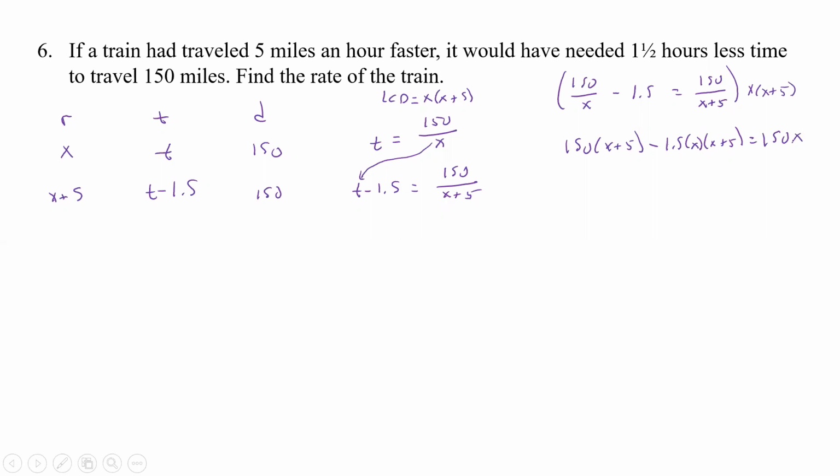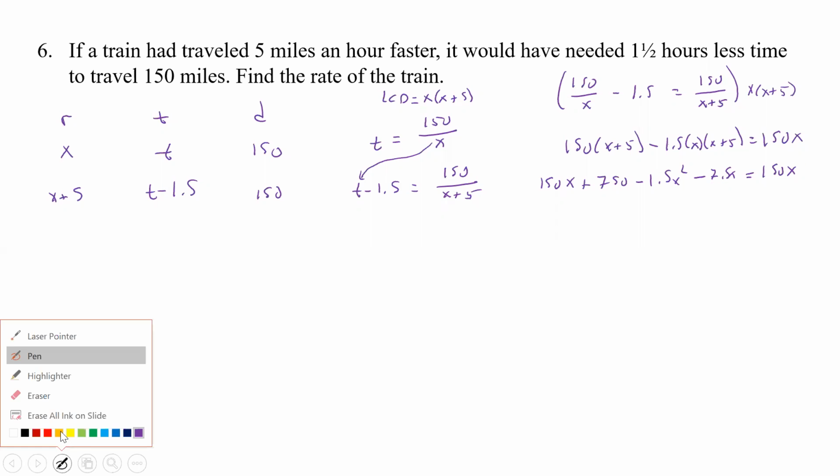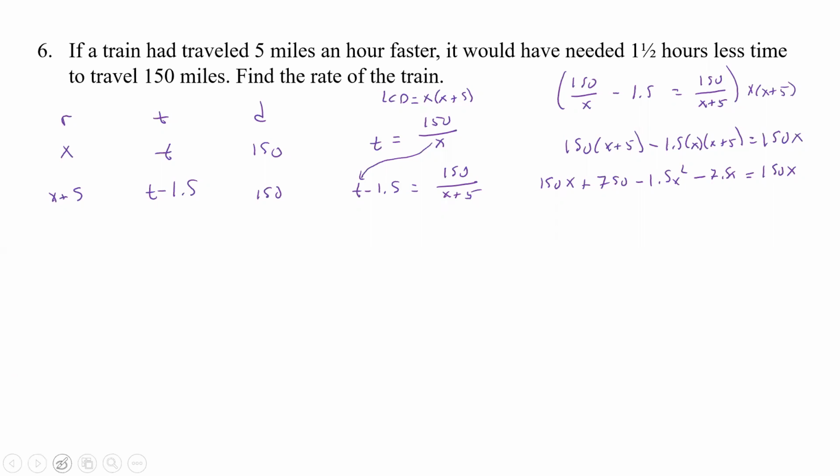All right, now what does that give us? Well, we have to distribute. So we have 150x plus, and that's going to be 750, and then that's going to be minus 1.5x squared, and then that's going to be a minus 7.5x. That equals 150x.